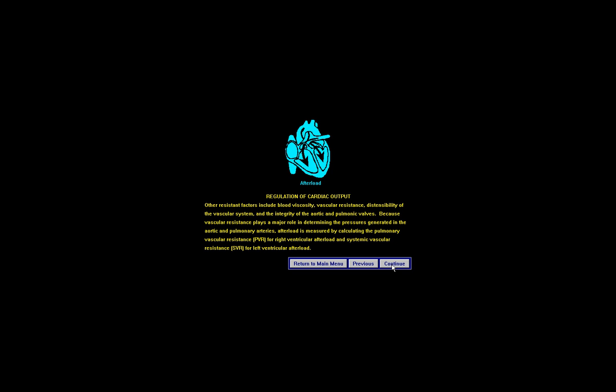Remember Poiseuille's law. Flow is equal to change in pressure times pi r to the fourth, over L, which is the length, and mu, which is the viscosity of the blood in this case. Yes, Poiseuille was actually describing blood flow through the heart, not through the lungs. So vascular resistance, the blood viscosity, the distendability of the vascular system, and the integrity of the valves themselves, so the aortic and pulmonic valves.